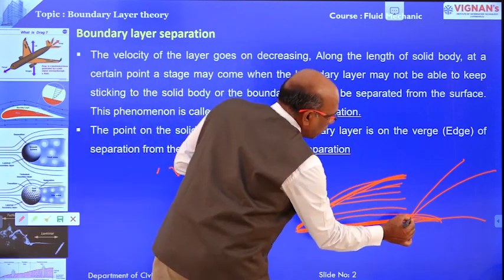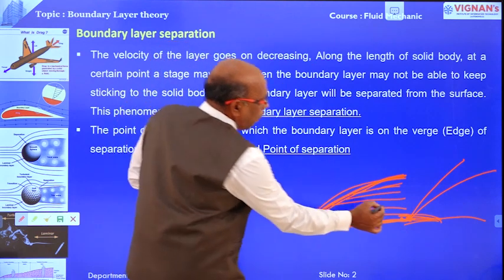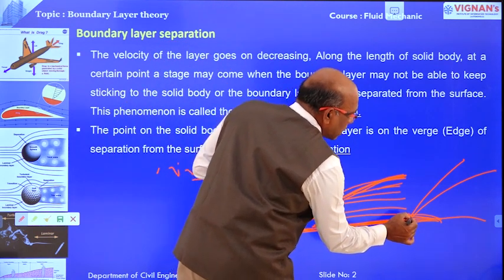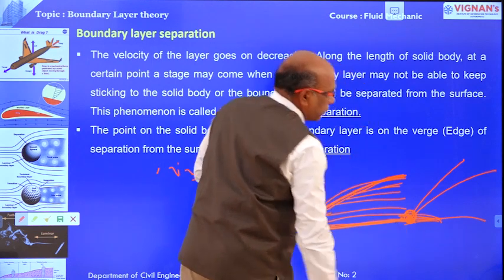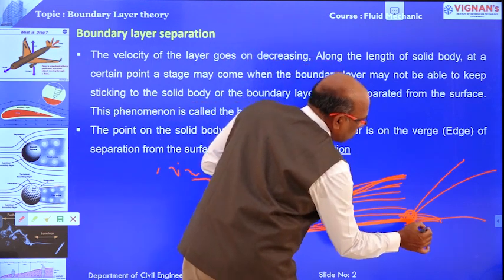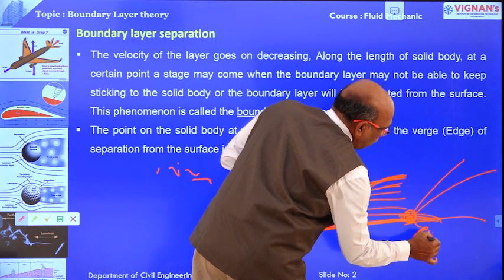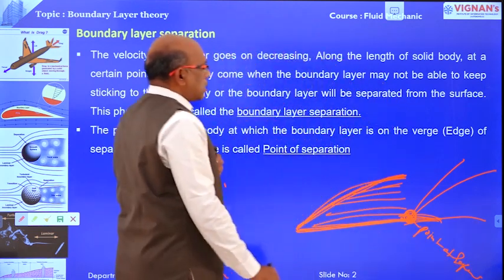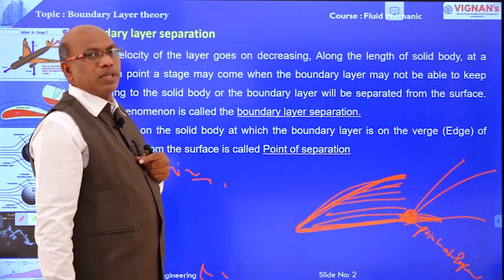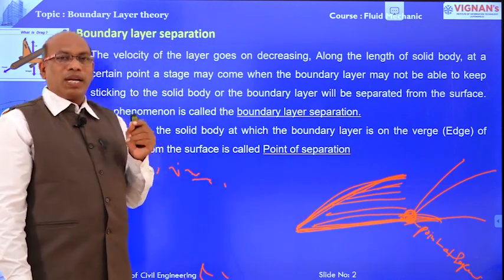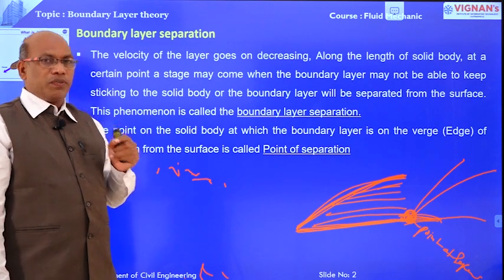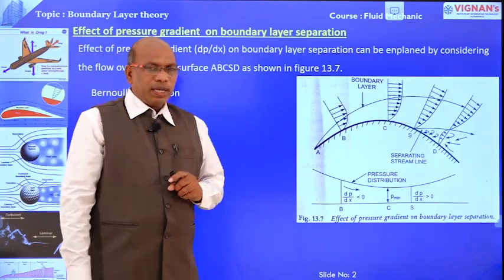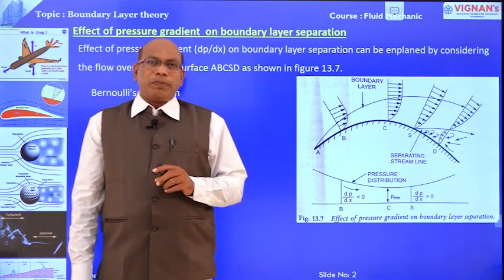At a point over the boundary layer, at this point the boundary layer is on the verge of separation. That point is known as the point of separation. This is about the boundary layer separation definition and the point of separation.